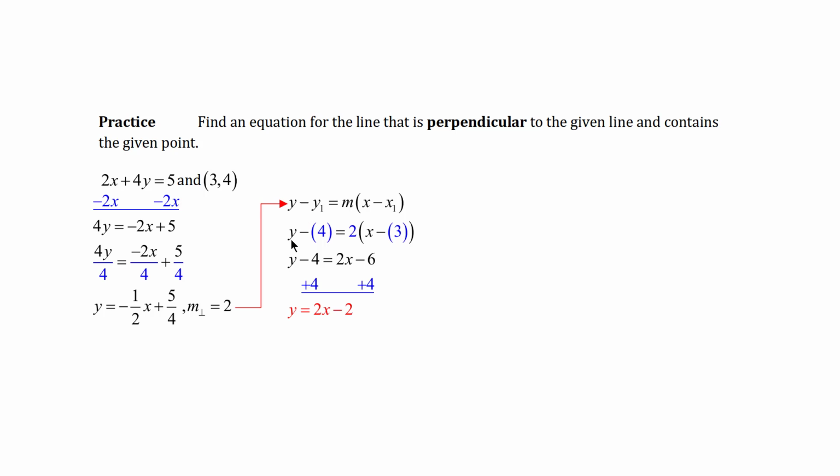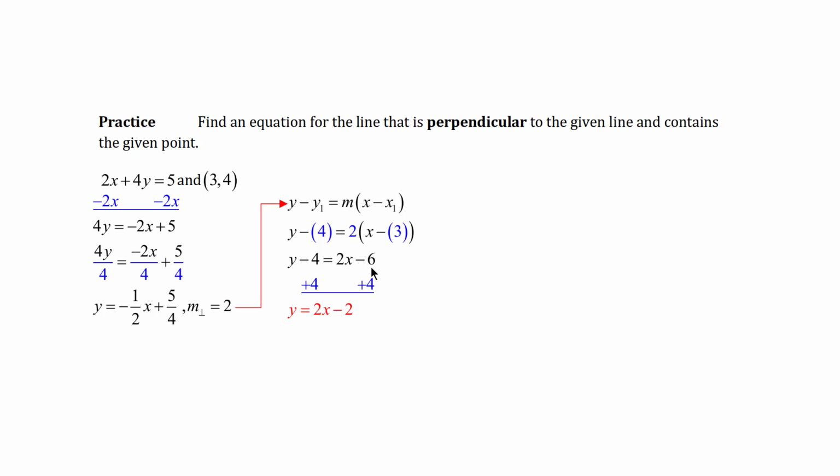So we get y minus 4 equals 2 times the parentheses x minus 3, close parentheses. From here, we could distribute the 2 inside the parentheses to the x and the minus 3. We get 2x minus 6. On the left-hand side, we could bring down the y minus 4. The result is y minus 4 equals 2x minus 6.